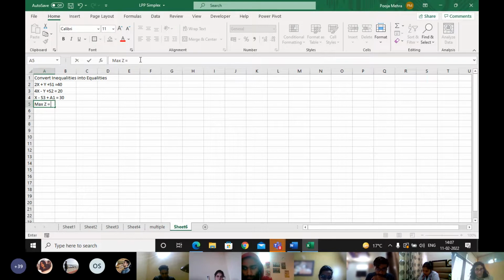Z equals to, first we have to do 20x plus 30y plus 0S1 plus 0S2 minus 0S3 plus MA1. Is it plus or is it minus? Please check.